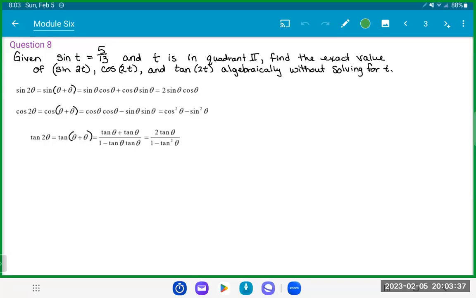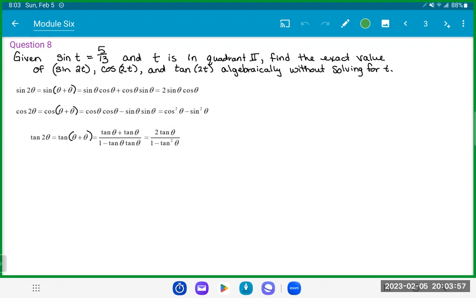Okay, for this video, we're going to look at number 8 out of module 6. For this problem, we're asked to find sine 2t, cosine 2t, and tangent 2t. So I've put here for you the double angle identities to help you along the way.